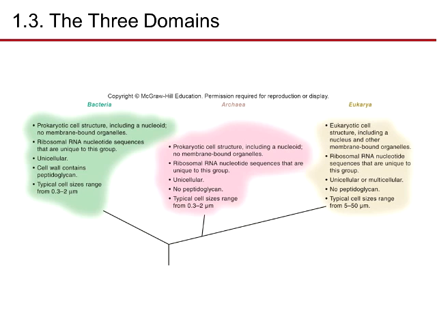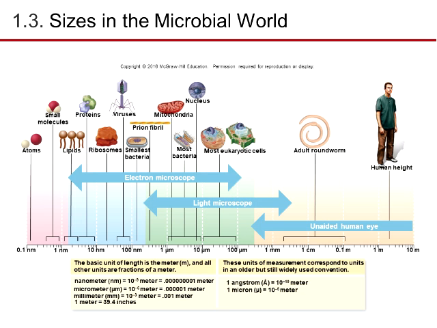If you look at the eukaryotic cell structure, it includes the nucleus, and many of the organelles are membrane bound. Ribosomal RNA nucleotide sequence is different than these two, which helps us develop antibiotics that attack the ribosomes of these organisms. They're unicellular or multicellular. They have no peptidoglycan, and the typical size is 5 to 50 micrometers. Excuse me, micrometers. Sorry.